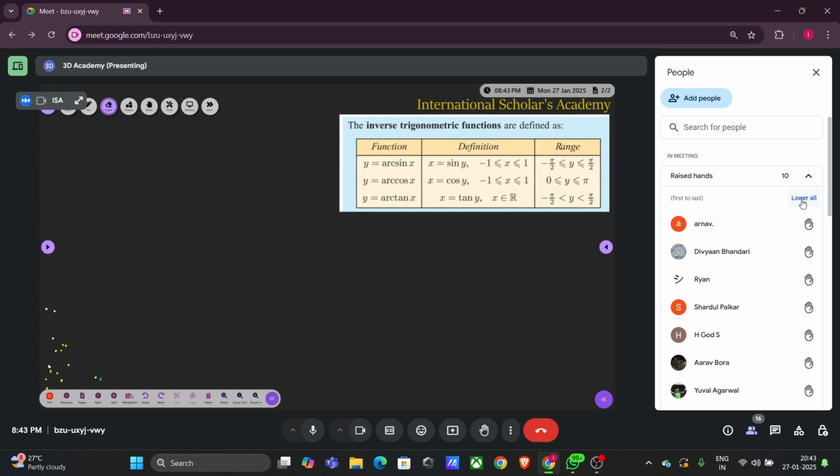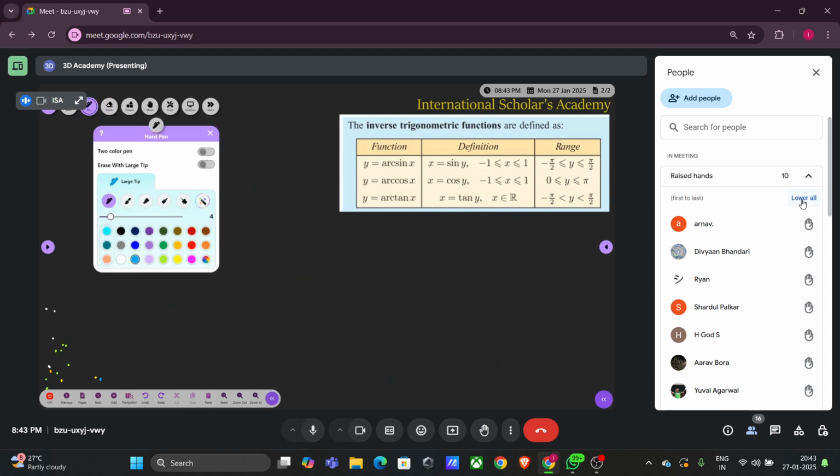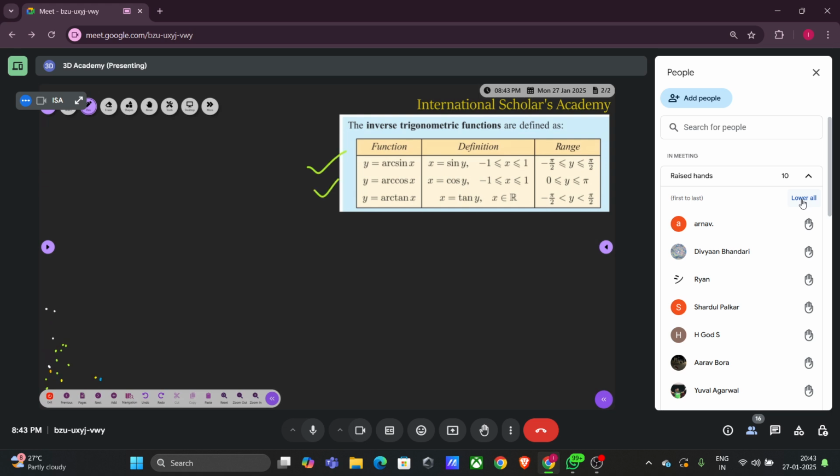Yes, this is constant for all of them. Inverse function of sine, inverse function of cos, inverse function of tan. Right? So this you have to keep in mind. So can you go back to the inverse function?